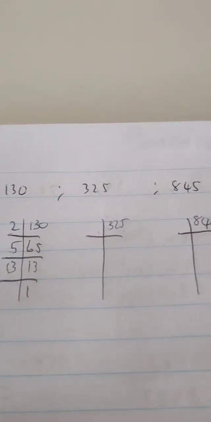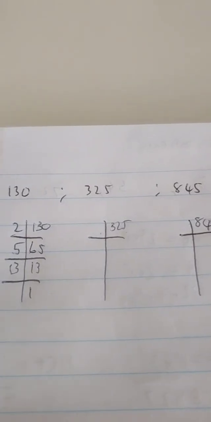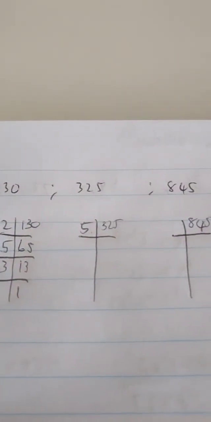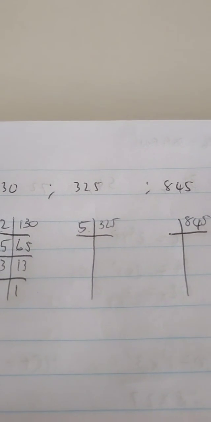Smallest prime number that goes into 325. This is 325, by the way. 5. How many times does 5 go into 325? 65. You see, now you can see the same picture after that. Smallest prime that goes into 65. Of course, it's the same picture that you saw there. I'm not going to waste my time there. 845. Smallest prime number that goes into 845.